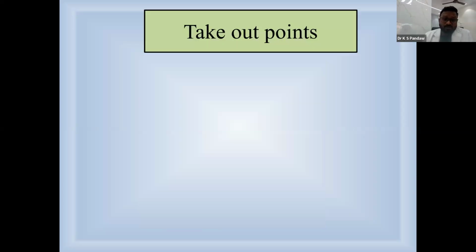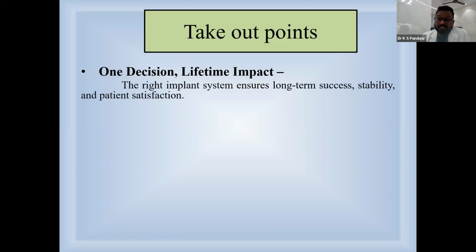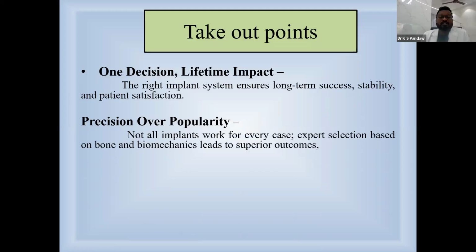Everything is there. So at the end, the takeaway points: the first one is decisions last a lifetime. We place the implant with the belief that we can give a long-term, lifetime solution for the patient. So our decision is very important. The right implant system ensures long-term success, stability, and patient satisfaction. The second takeaway point is precision over popularity. Don't run after popularity. Not all implants work for every case. Expert selection based on the bone and the biomechanics leads to a superior outcome.